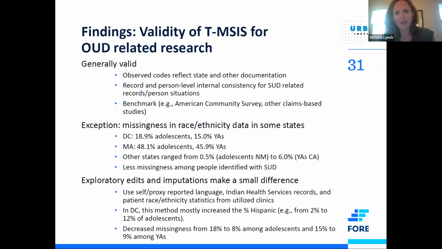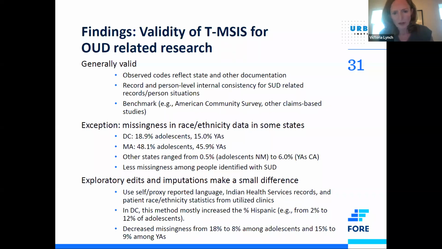So first, on the validity of TMSIS for OUD-related research, we found it to be generally valid, and I'd be happy to circle back and say more, but the exception was missing race and ethnicity data in some states, which is pretty well documented. In this particular study, we were missing race and ethnicity for about half of the enrollees in Massachusetts, and close to 20% in Washington, DC.